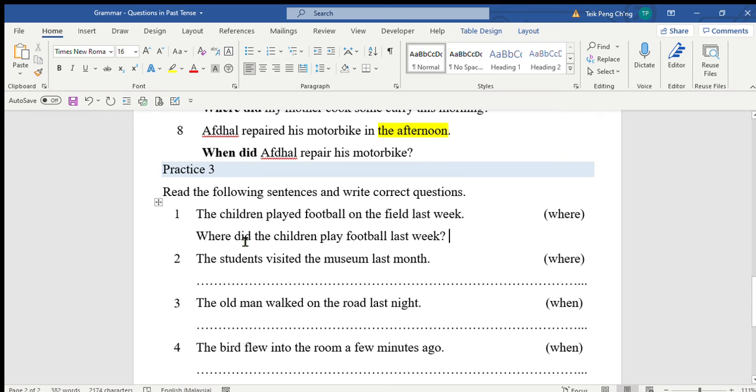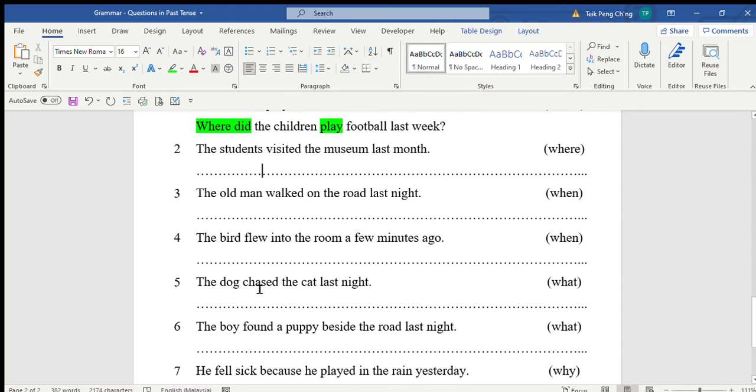Okay, remember, when we use where did, don't forget that we have to use the root verb. So we cannot use played anymore. We have to use play. Number 2, the students visited the museum last month. Again, we have to use where, yeah? So it should be, where did the students visit last month?